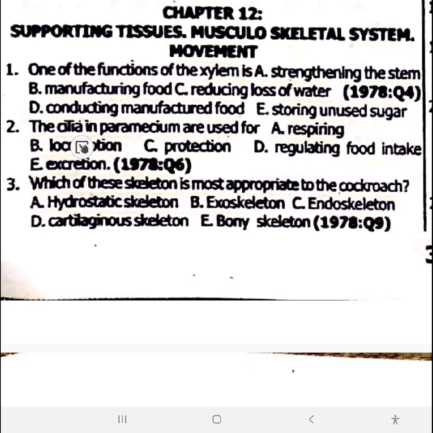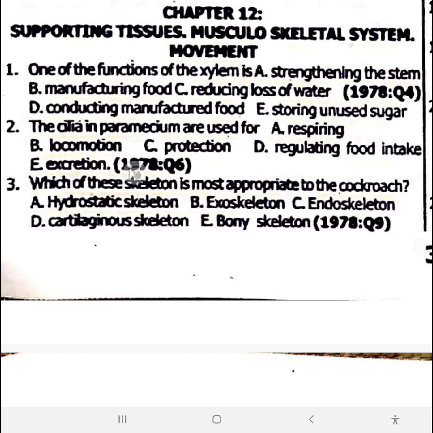2. The cilia in paramecium are used for locomotion. Locomotory structures. Number 1, cilia equals paramecium. Flagella, F-L-A-G-E-L-L-A. I will be really fast, you could rewind if you didn't hear any part clearly. Flagella equals Chlamydomonas or Euglena. Chlamydomonas is spelled C-H-L-A-M-Y-D-O-M-O-N-A-S. Euglena is spelled E-U-G-L-E-N-A. It's actually called Euglena viridis.